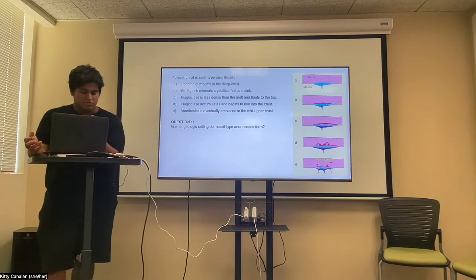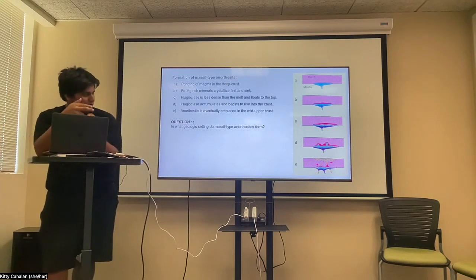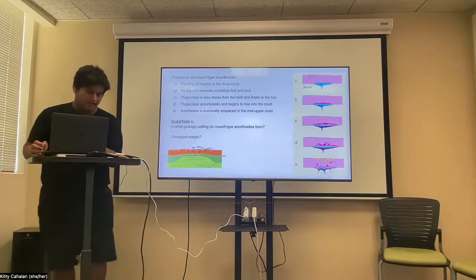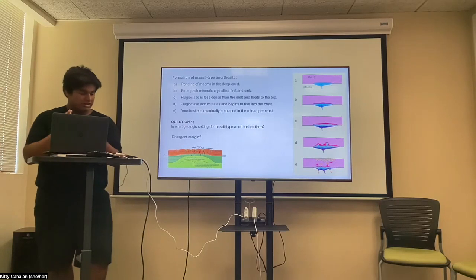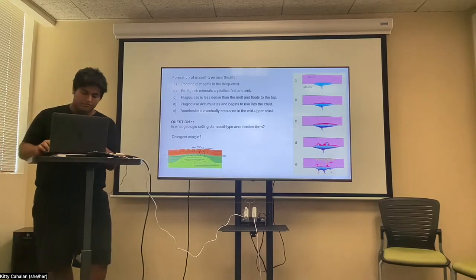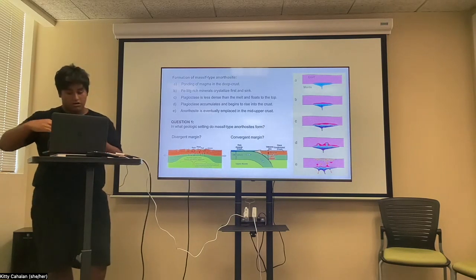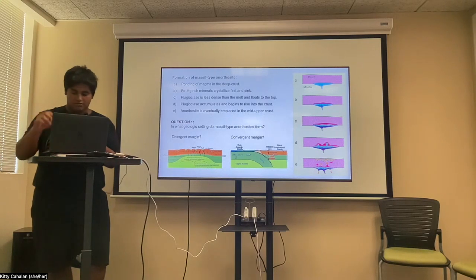So one of the major questions we focused on is: in what geologic setting does massif-type anorthosite form? One type is the divergent margin, where two plates are pulled apart. The other is the convergent margin, where two plates come together and collide.